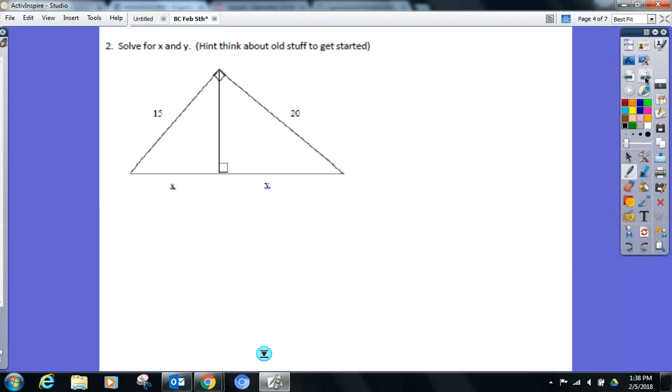Solve for x and y. You like my hint, by the way? Think about old stuff to get started. What the heck's he mean? Senior citizens, expired food. Great hint.